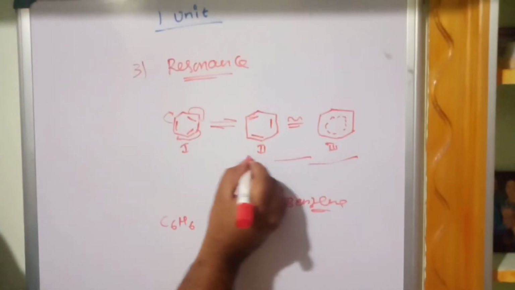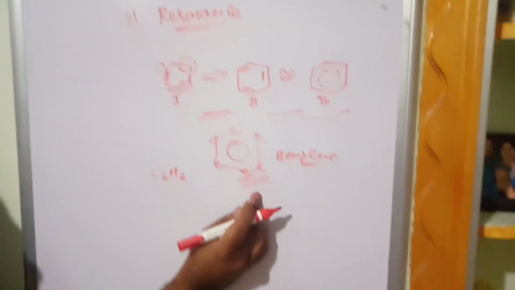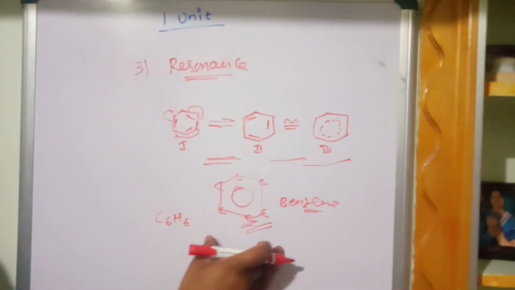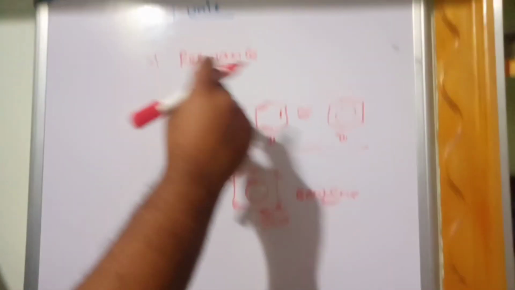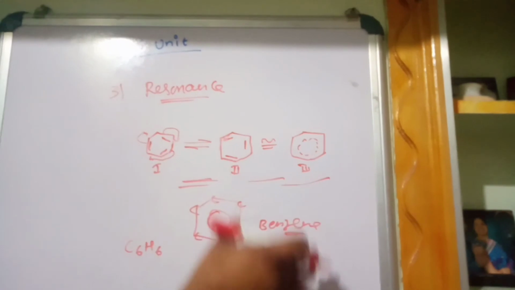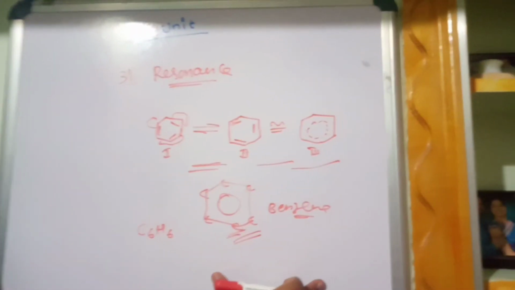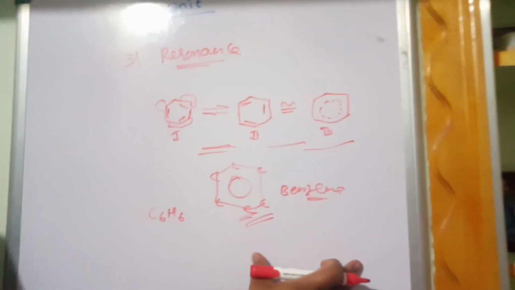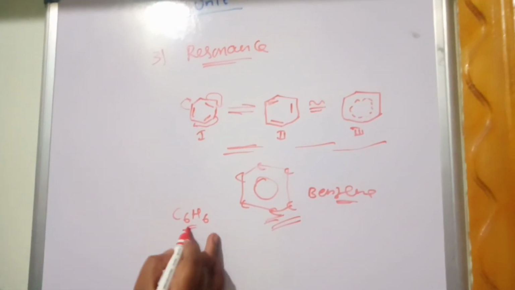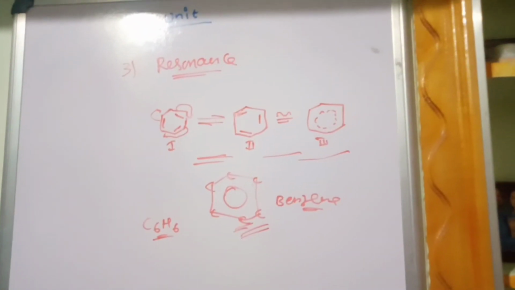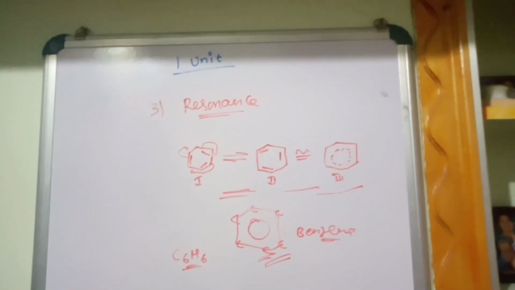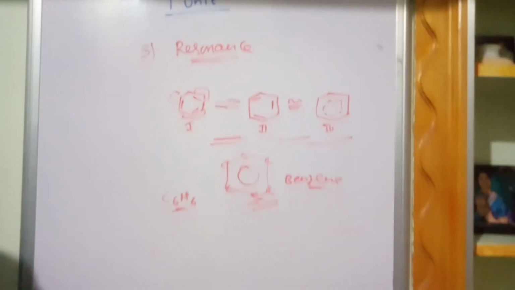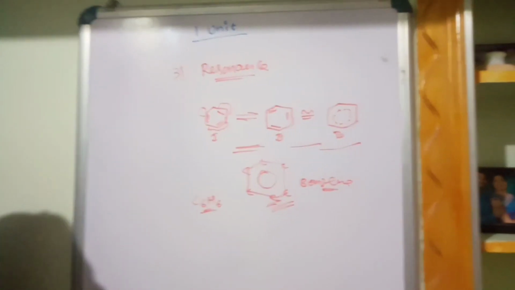It was finally concluded that benzene is a hexagonal ring with conjugated double bonds, with hydrogens in a planar structure, in sp2 hybridization. It was confirmed that the molecular formula of benzene is C6H6. So this is how we come to know about the structure of benzene.